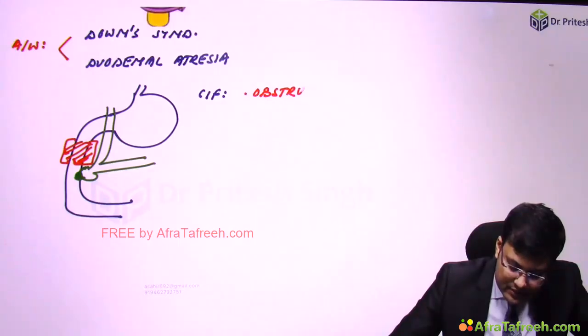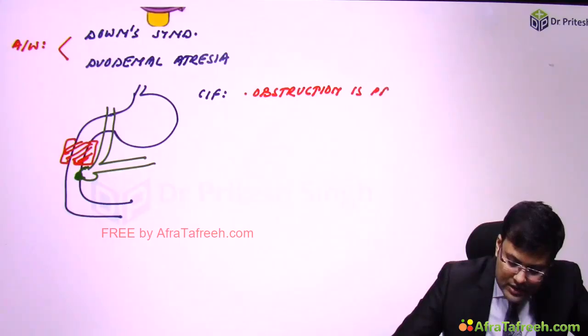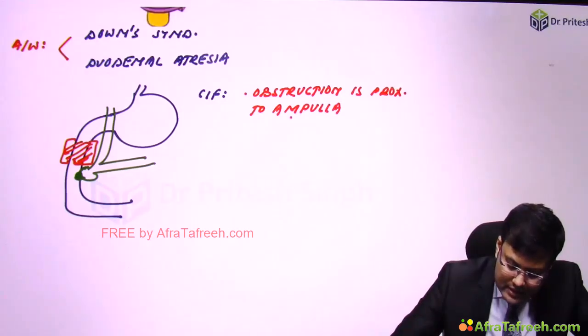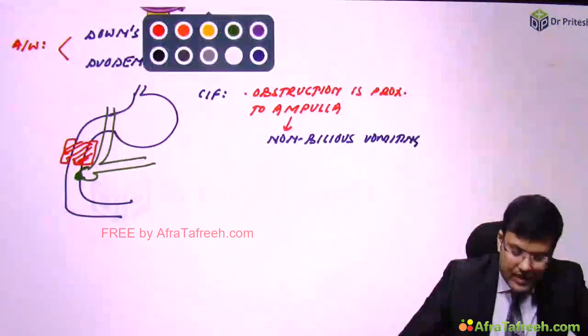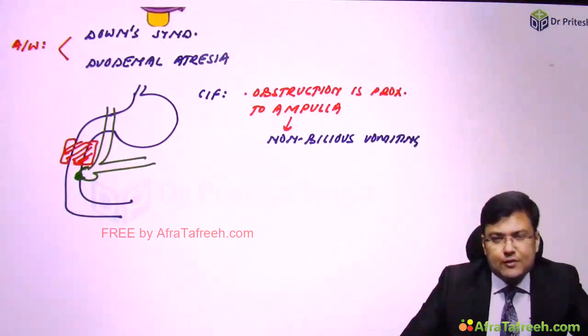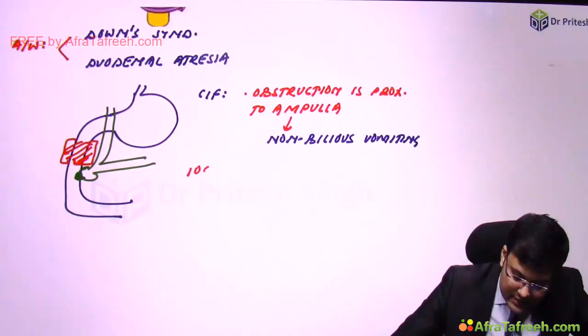In this case, obstruction is proximal to ampulla, and it leads to non-bilious vomiting. Question: what is the investigation of choice for diagnosis? The investigation of choice for diagnosis is the ERCP.